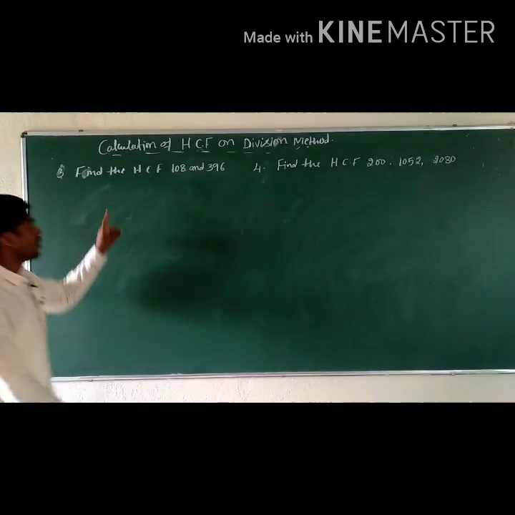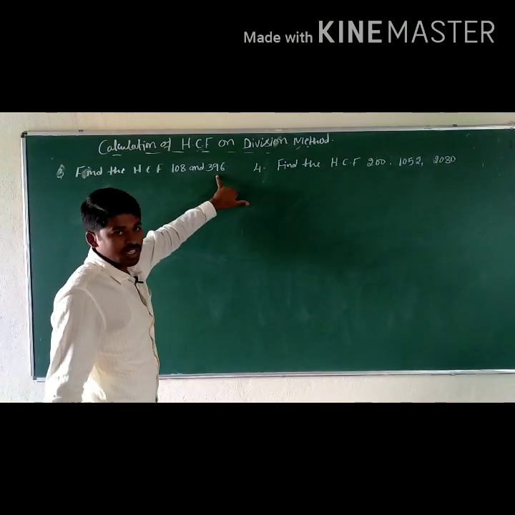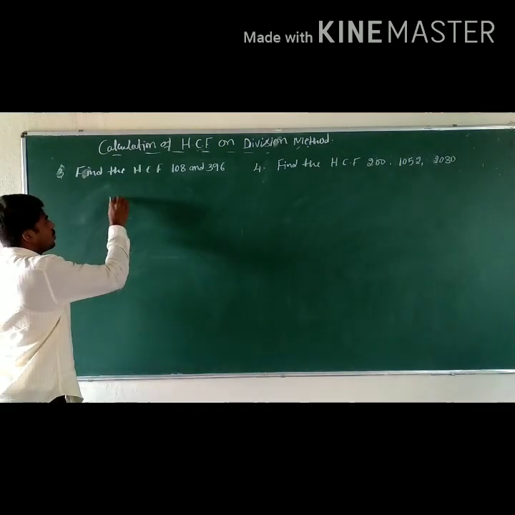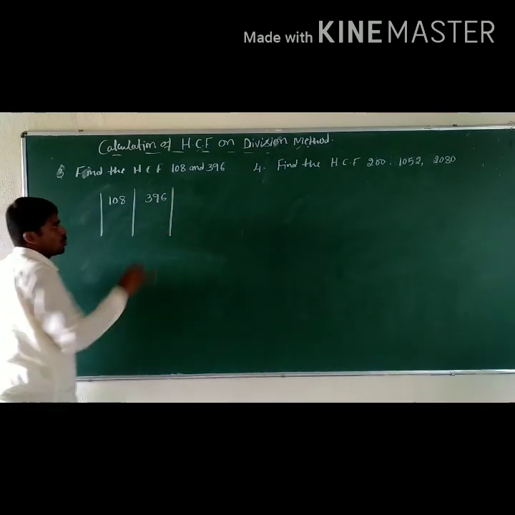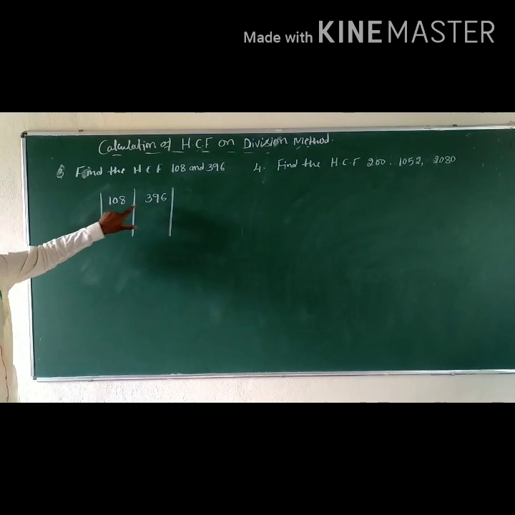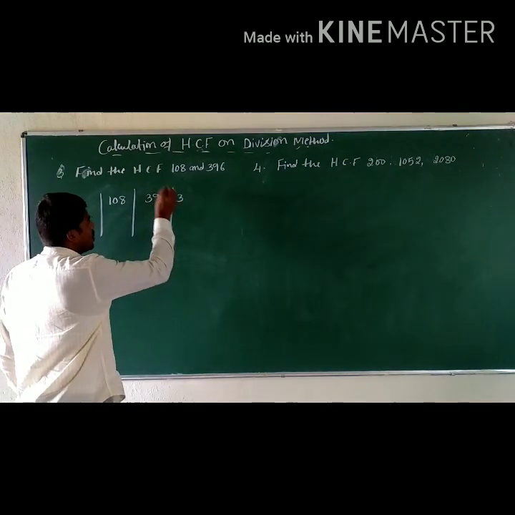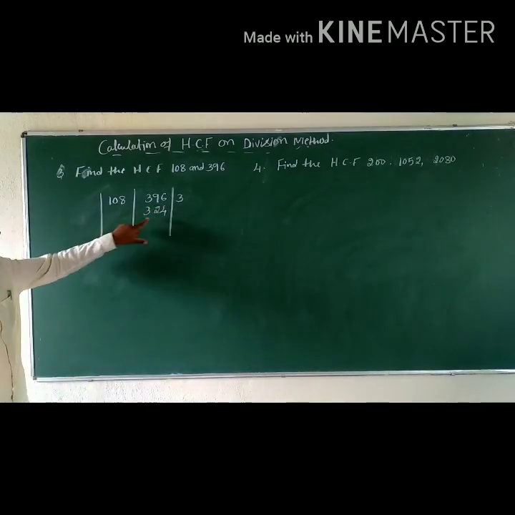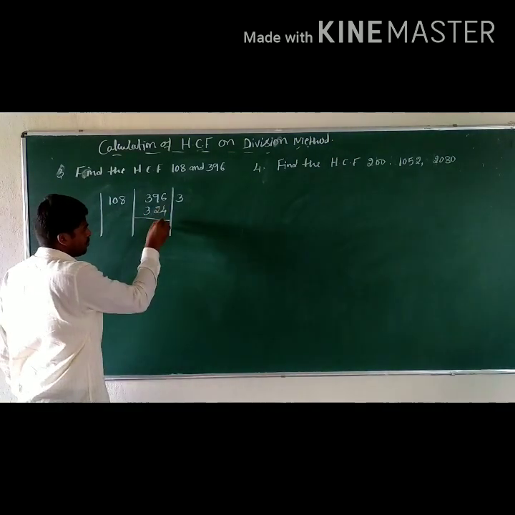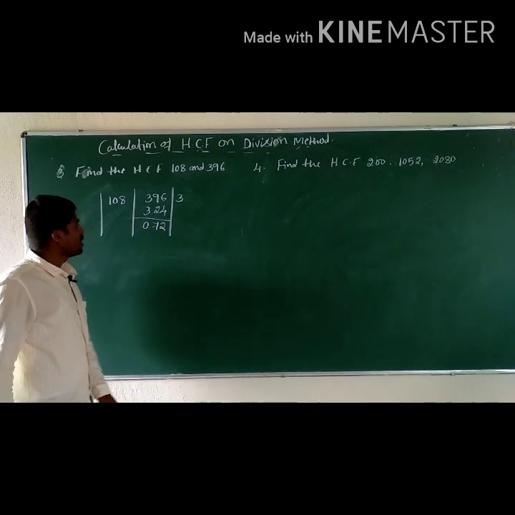Okay, now the third problem. We are going to find the HCF of 108 and 396. In the same manner, we are going to divide. Which should be the lowest value here? 108 is the lowest value, the highest value is 396. So with the help of the lowest value, we are going to divide the highest value. 108 threes are 324. Okay, now we get 72. Now 72 is the balancing figure.